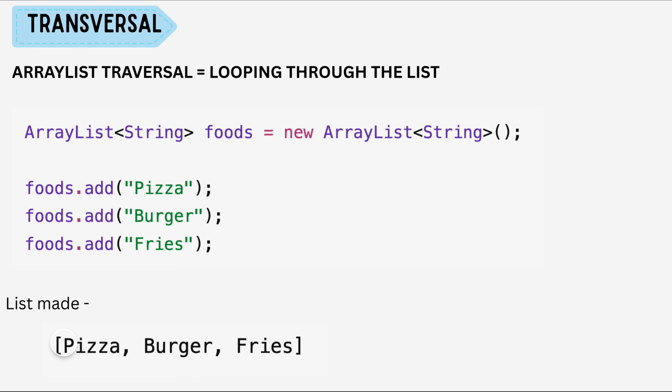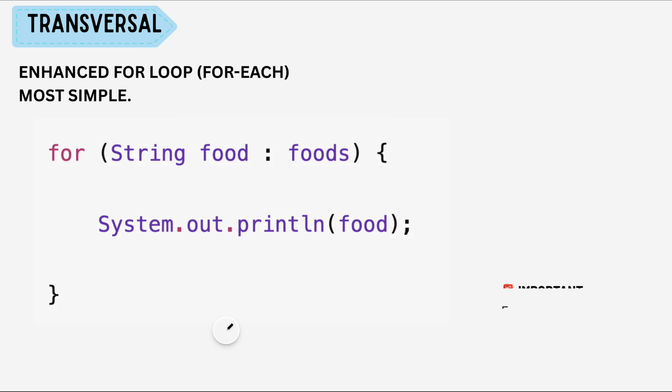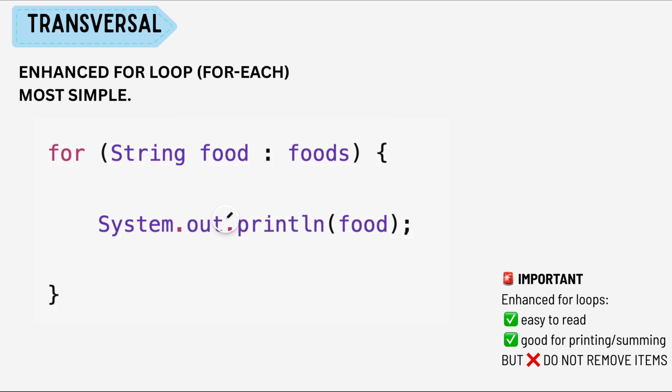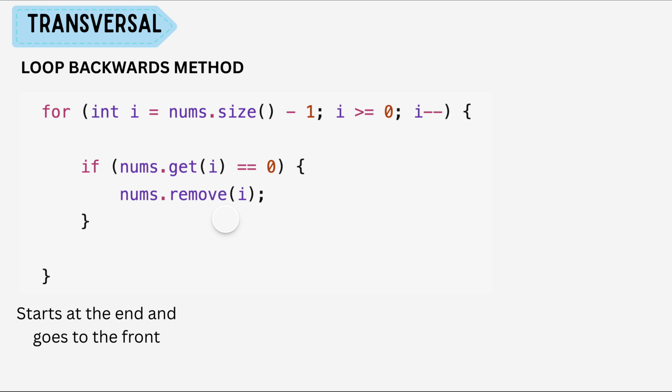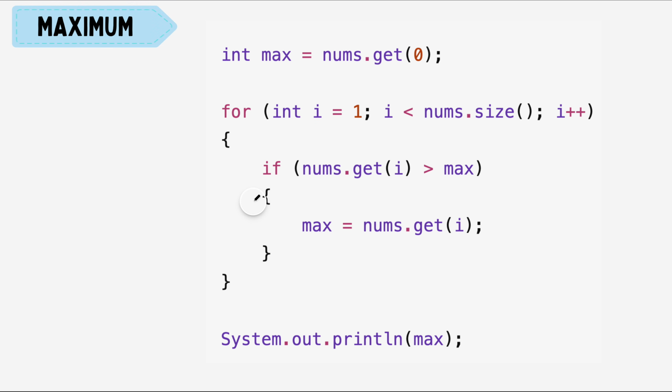Traversing through an ArrayList would be like adding, I have pizza, burger, and fries in there right now. So the most simple is just going through with an enhanced loop, but this doesn't remove items. A regular loop would look something like this. Looping backwards would look like this, where we start with the last one and then keep moving to the first one. Finding the maximum.